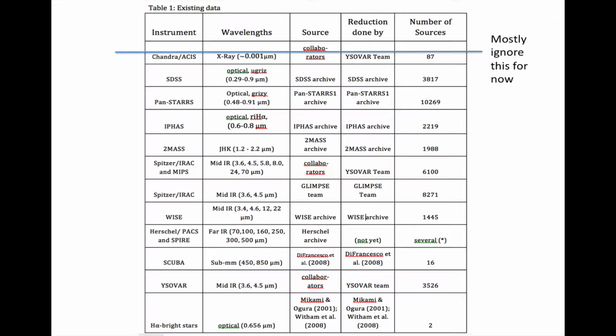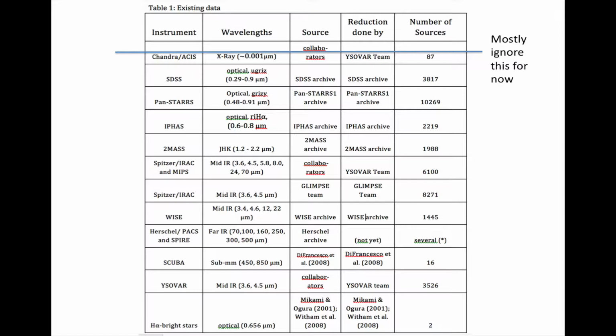WISE is 3.4 to 22 microns. That was an all-sky survey, but not as sensitive as Spitzer is. On the other hand, there's WISE data all over the sky. That's the trade-off. Then, of course, the heart of our project is the Herschel data, which is far infrared between 70 and 500 microns. There's SCUBA data, which is ground-based at 450 and 850 microns. You will really see the difference in sensitivity between the ground-based SCUBA and the space-based Herschel.